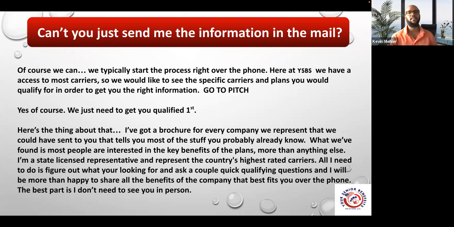And then another way to say it is, can you not send me the information in the mail? The short version would just be, yeah, sure, we can. We just got to get you qualified first, okay? So let me just ask you a couple of questions and we can go from there. Here's the thing about that, guys. If you got a brochure for every company, and this is what you can tell your customer, that we represent, Ms. Jones, I will be sending you 50 different brochures in the mail, and you'd have to go through all of them, blah, blah, blah, right?